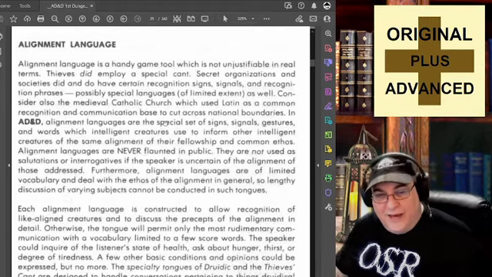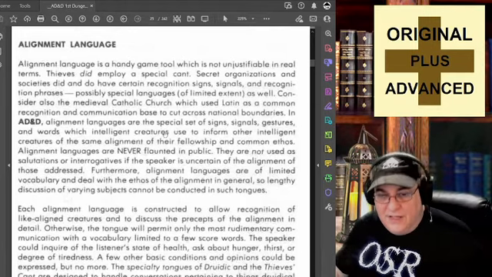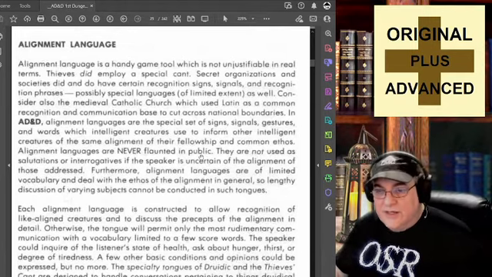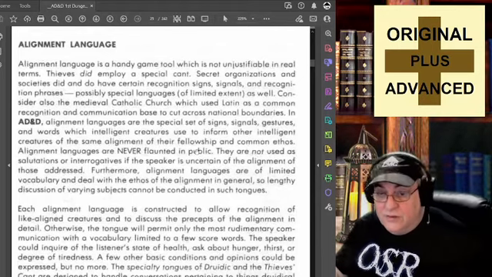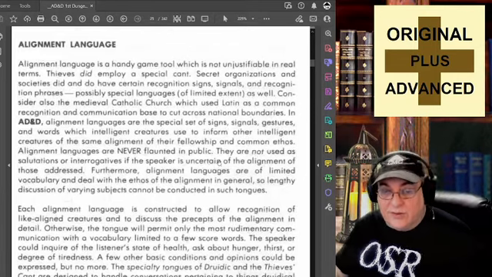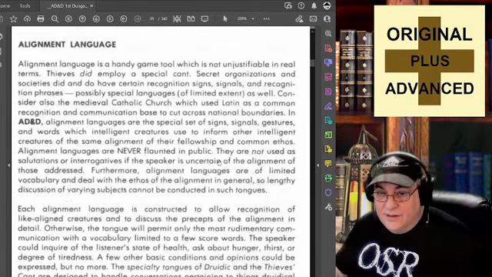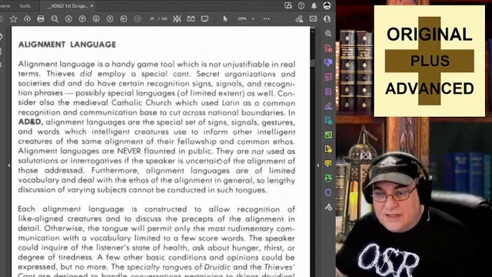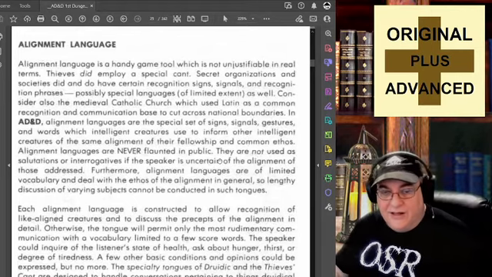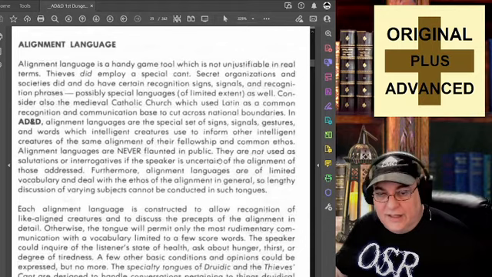Here's where we round peg square hole, or square peg round hole. Thieves did employ a special cant. Secret organizations and societies did and do have certain recognition signs, signals, and recognition phrases, possibly special languages of limited extent as well.